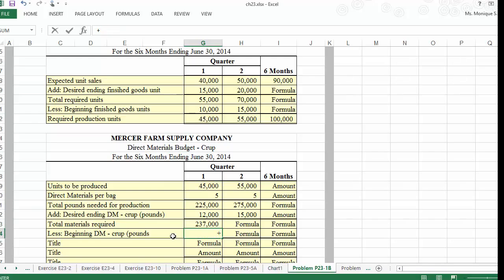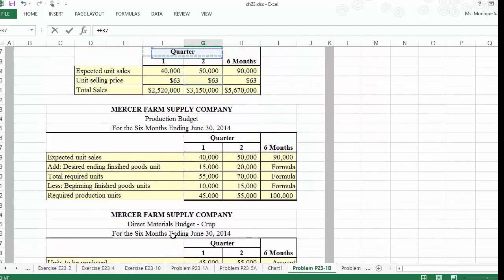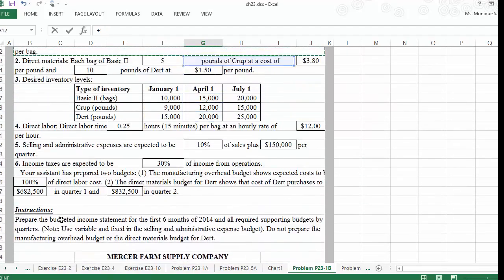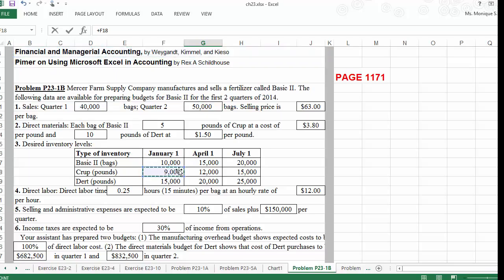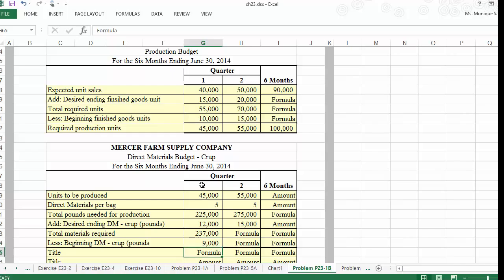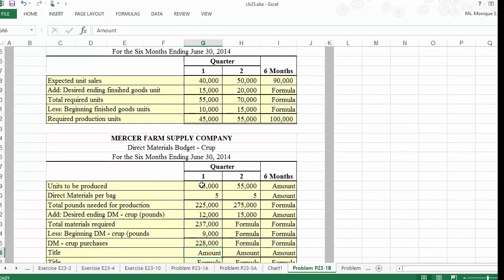So we'll take the 237 and we will subtract the beginning inventory for quarter 1, which was, I believe it was 12. Oh no, it was 9. So that was the beginning for quarter 1, the 9,000. And then we will get our direct materials of the crop purchases. So this is the amount we need to actually buy. So this will be the 237 minus the 9. So we're planning to buy 228,000 pounds.